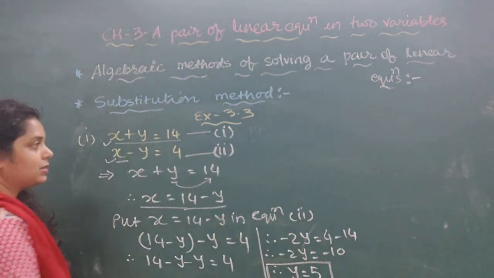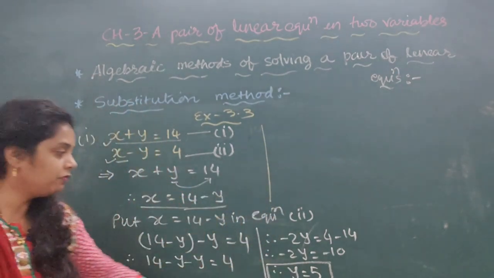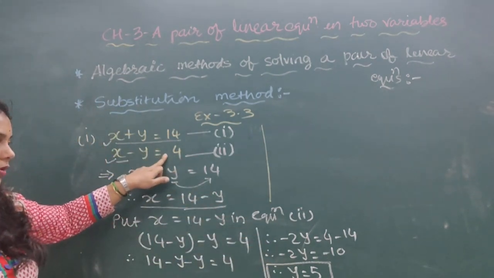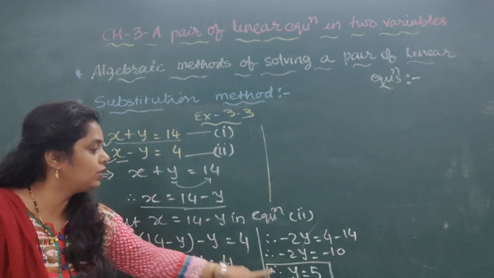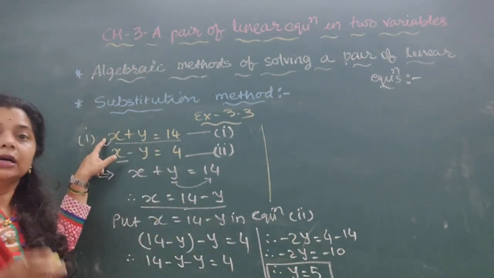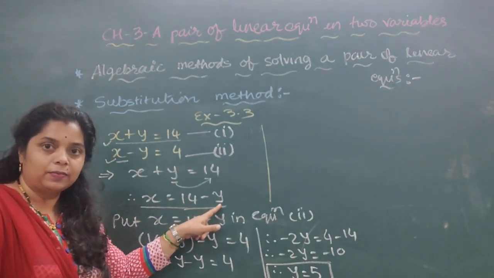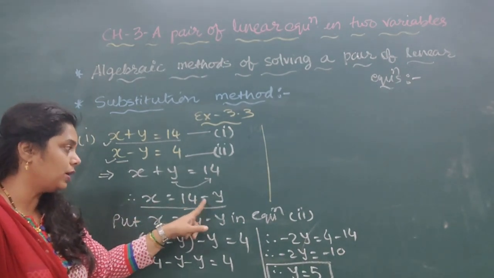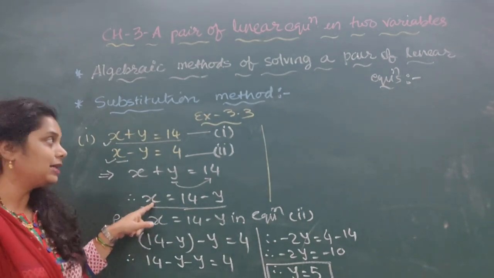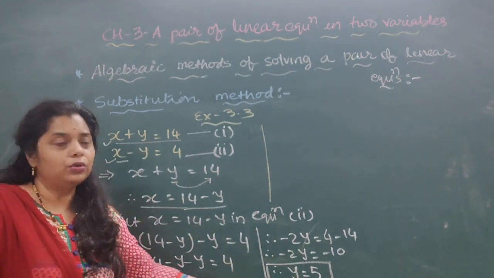Now to get the value of x, what should we do? We have to put this y value in any one equation. If I put this value y is equal to 5 in the first or second equation, I will get the value of x. Another thing you can do is put the value of y here. So x is equal to 14 minus y, so 14 minus 5 is 9. So automatically we get the value of x. Either by using this equation or this one, you can get the value of x.